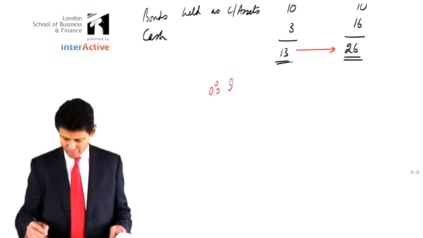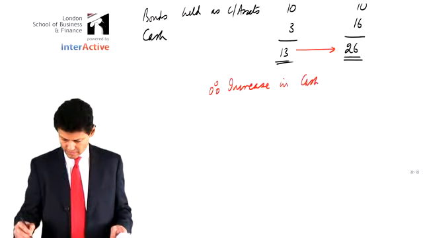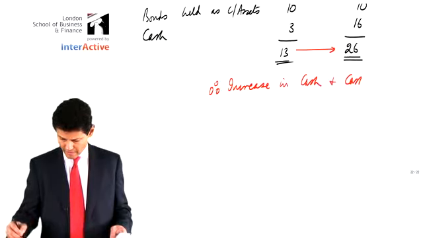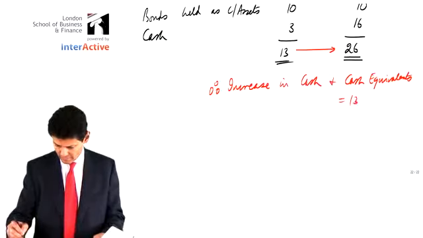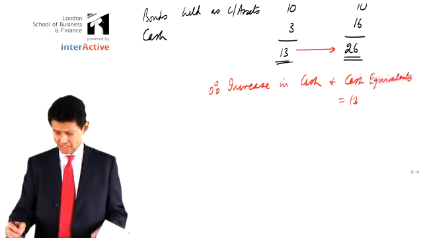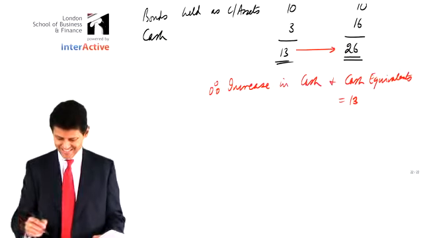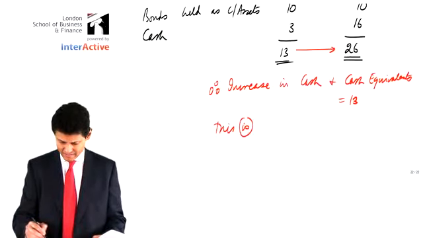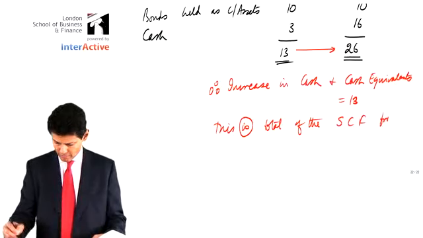So let's say, therefore, increase in cash, and cash equivalents, equals 13. So it was 13 last year, and it's 26 this year, so it's doubled, so it's another 13. This is the total of your cash flow statement. So let's say this is the total of the statement of cash flow for this year.